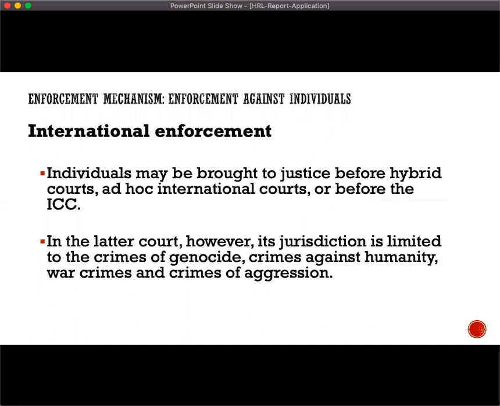For the international enforcement of human rights, individuals may be brought to justice before hybrid courts, ad hoc international courts, or before the ICC. In the latter court, however, its jurisdiction is limited to crimes of genocide, crimes against humanity, war crimes, and crimes of aggression.